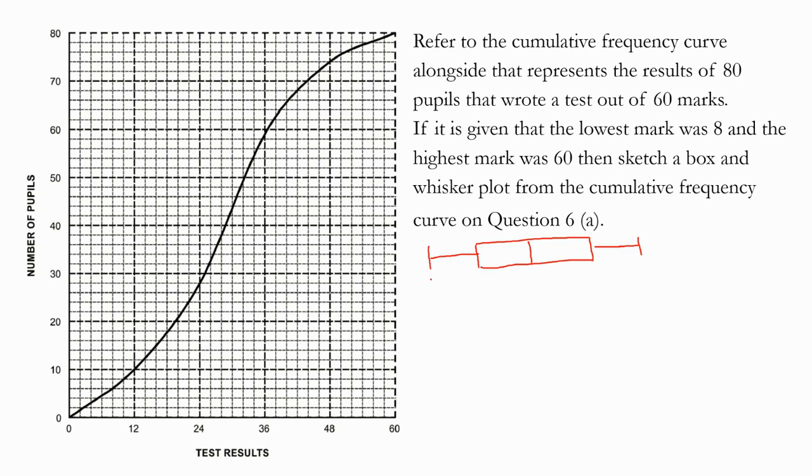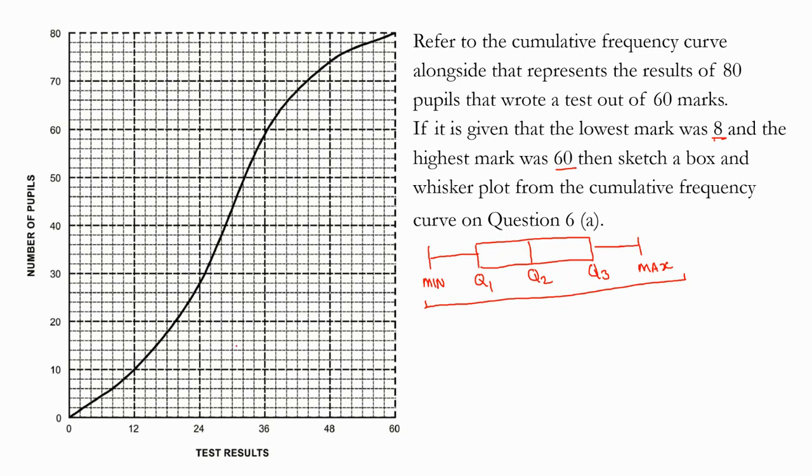Right. So this one is the minimum, lower quartile, median, upper quartile, and the maximum. Okay, and now you should have your scale underneath here. So we're going to do everything nicely. Right, so now we have the minimum and the maximum. How do we get the lower quartile, the median, and the upper quartile from the ogive?